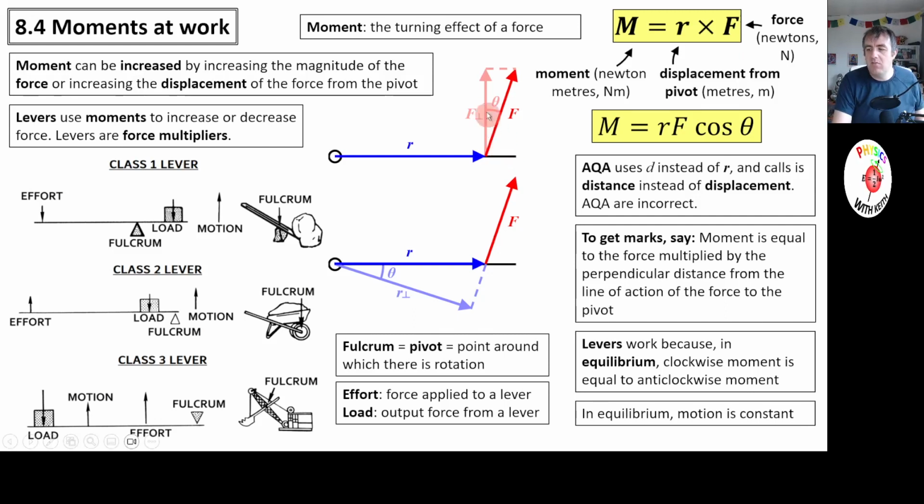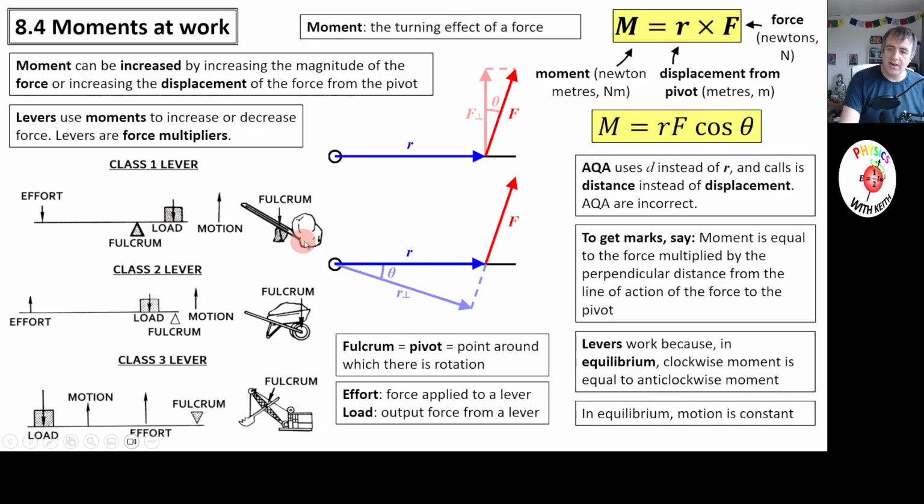So if this black beam rotates at a constant speed all the way around, I'm talking about angular speed here, but let's not get too complicated, then the resultant moment is 0. So the sum of the clockwise moments will equal the sum of the anti-clockwise moments. And that's the critical point.